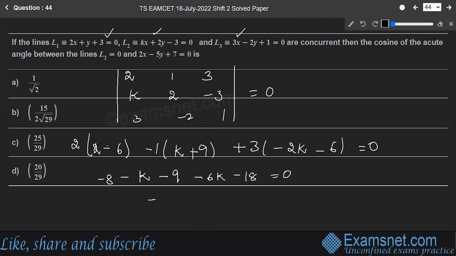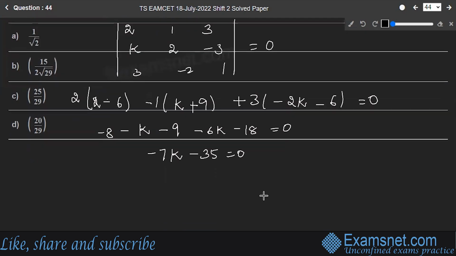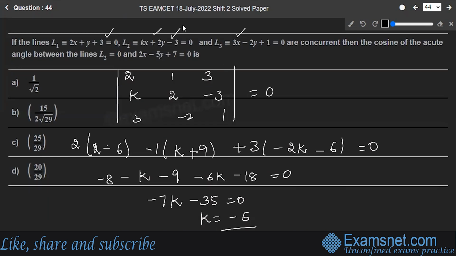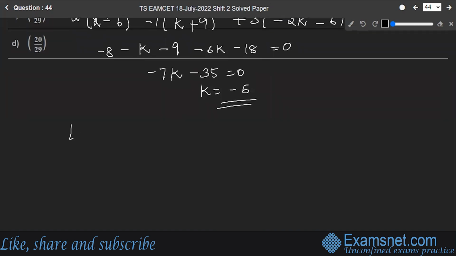That gives you -7K, and 17 plus this gives you 35. So -35 is equal to 0. That gives you K is equal to -5. Correct? So now the L2 equation becomes -5x plus 2y minus 3 is equal to 0.